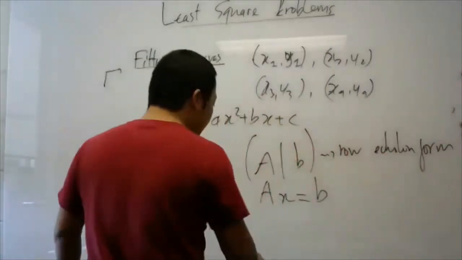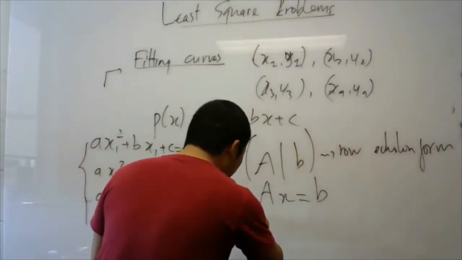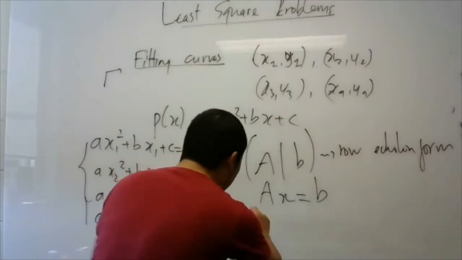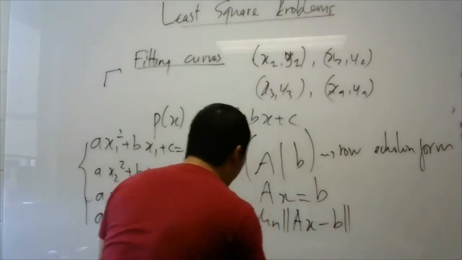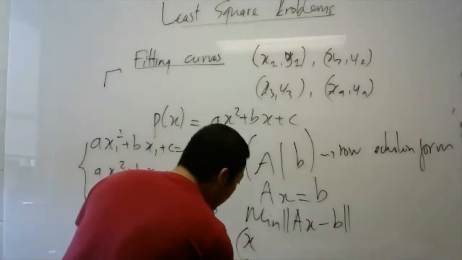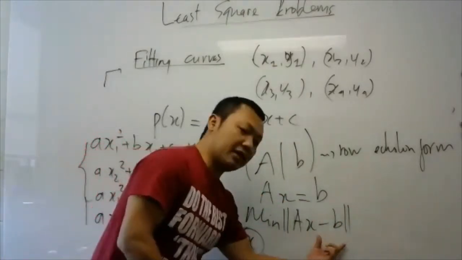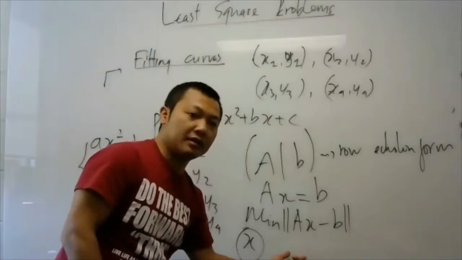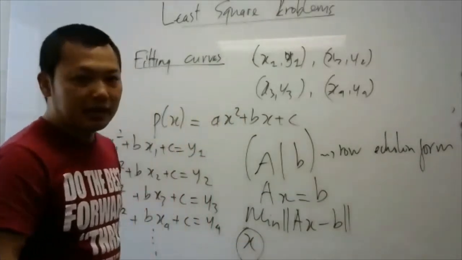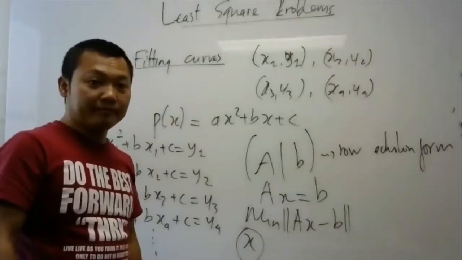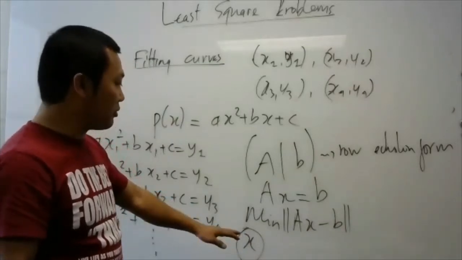Or I have to solve the following problem. The minimum of the norm of Ax minus b. I have to find x such that this value is minimum. Make sense? So let's close this one. So that is our least square problem. Okay, this is our least square problem.